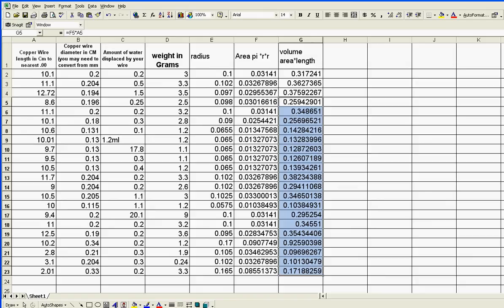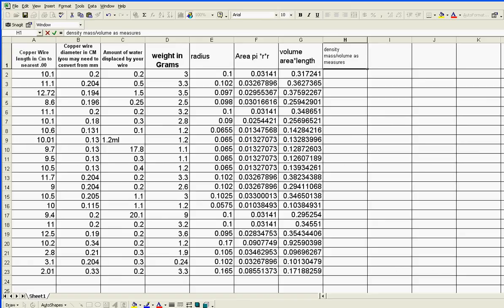All right. So now that we have a volume, we're going to calculate the density of this material in two ways. First, we're going to do density, which is mass divided by volume, as measured. What that is, we're going to calculate the density based on the measurements that we took with the rulers. So let's figure that out. That equals the mass, which over here is the weight in grams, divided by the volume that we calculated. Boom, and that gives us our density is 9.945.